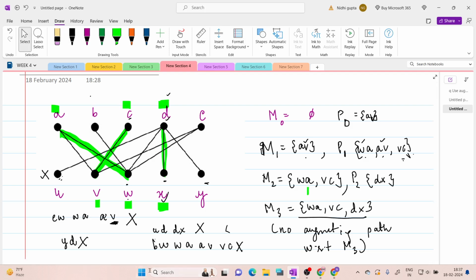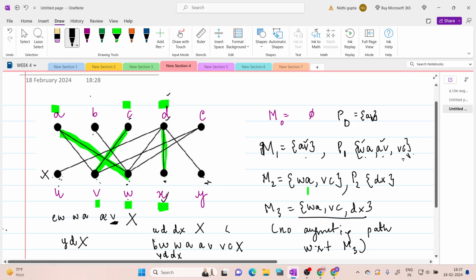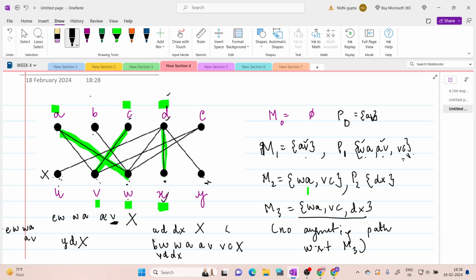So is it clear to everyone? For U and B, I have shown you how to check. Similarly, you could check for Y also. For Y, there is one option: you go to Y, D and then D, X. This is the only possibility, and this is also not possible. And for E also, the only possibility is E, W, W, A, A, V, V, C. If it is starting with E, it will be E, W, W, A, A, V, V, C. There also it is ending with a matched vertex.